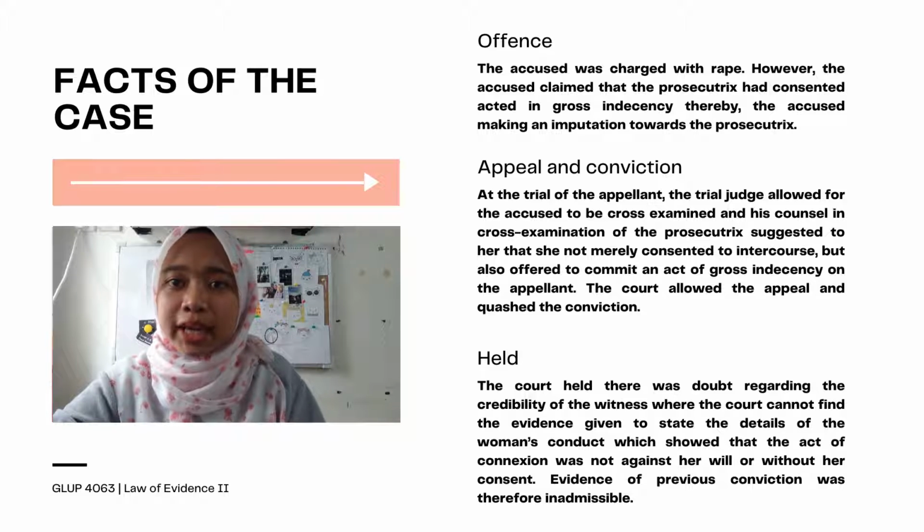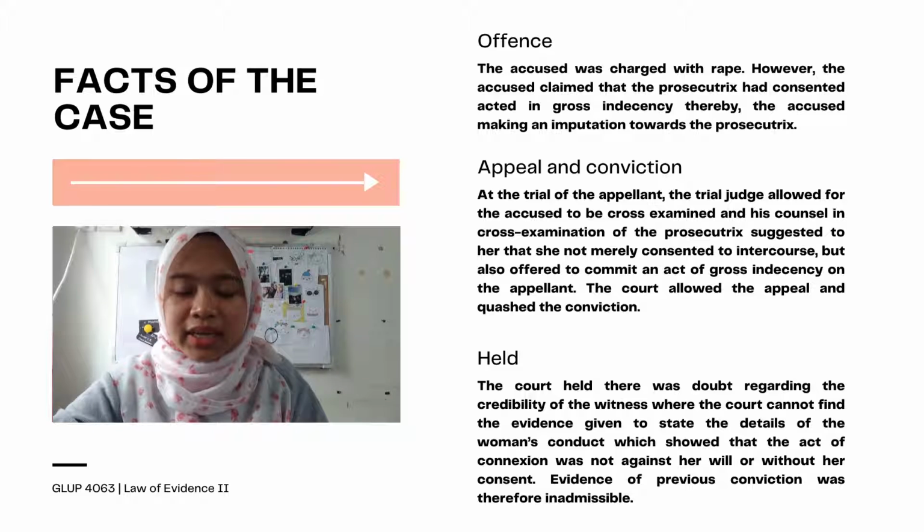However, the accused claimed the prosecutrix had acted in gross indecency, thereby the accused making an imputation towards the prosecutrix. At trial of the appellant, the judge allowed the accused to be cross-examined, and his counsel, in cross-examination of the prosecutrix, suggested to her that she not merely consented to intercourse but offered to commit an act of gross indecency on the appellant, and the court held that there was doubt regarding the credibility of the witness.